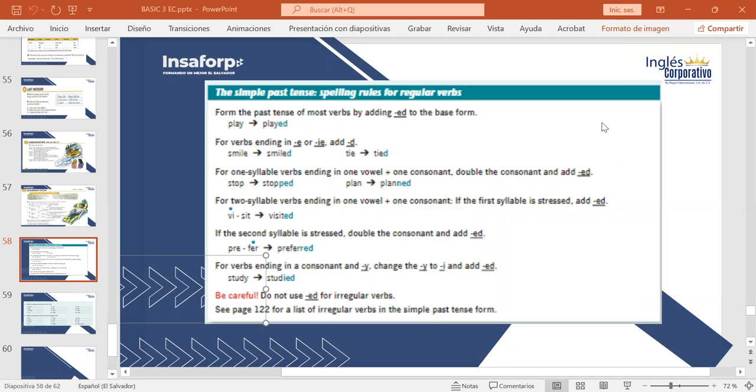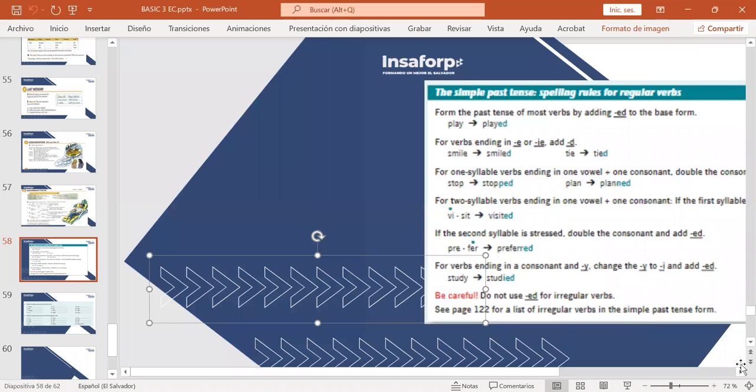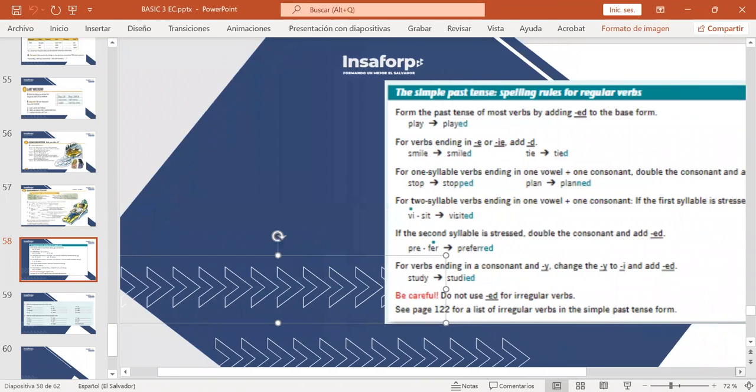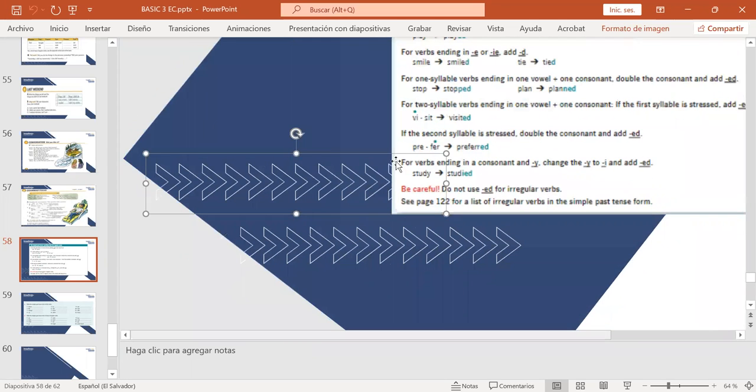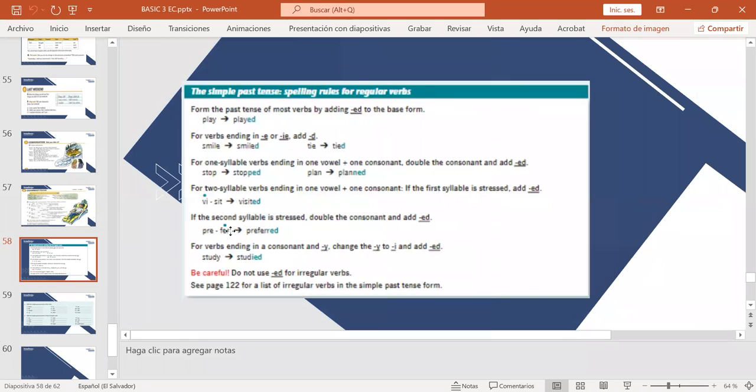Today, we're going to talk about the simple past tense spelling rules for regular verbs. To form the past tense of most verbs, you add ed to the base form. So for the majority of the verbs, you're going to write ed. In this case, we have played. You just add ed. We have some other verbs like open. When it's past, it's opened.